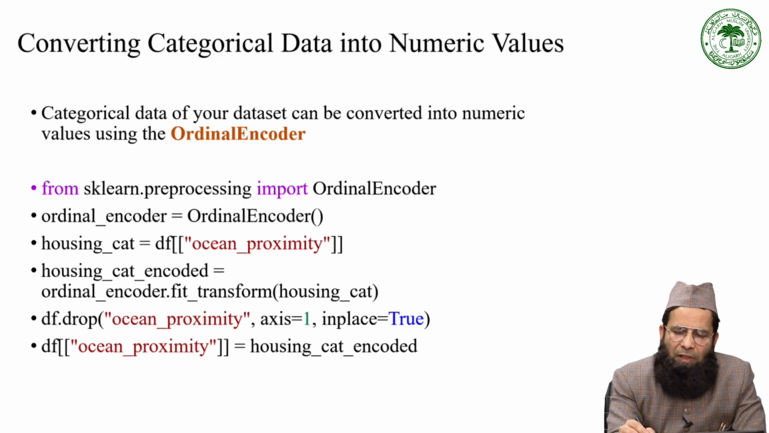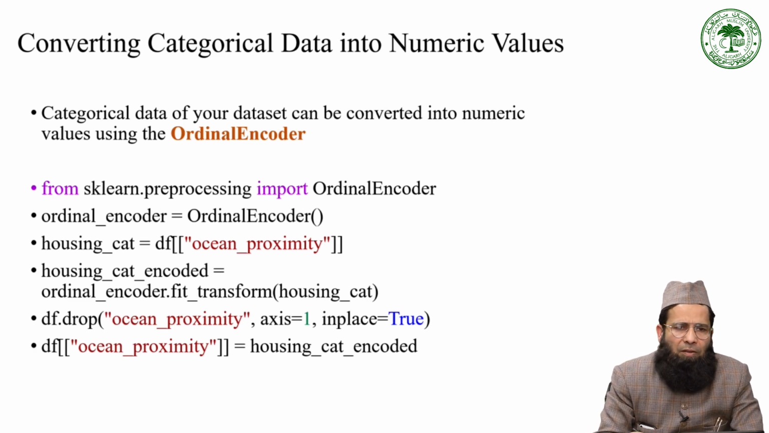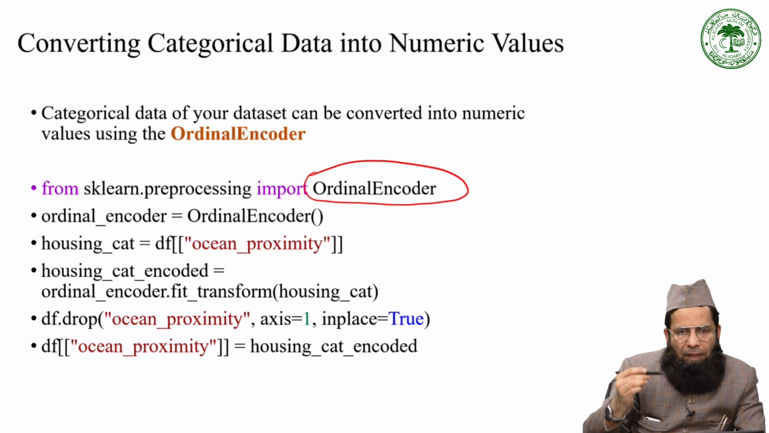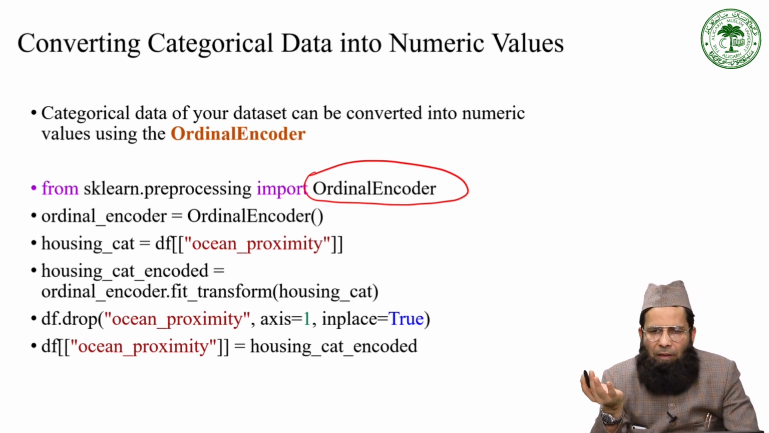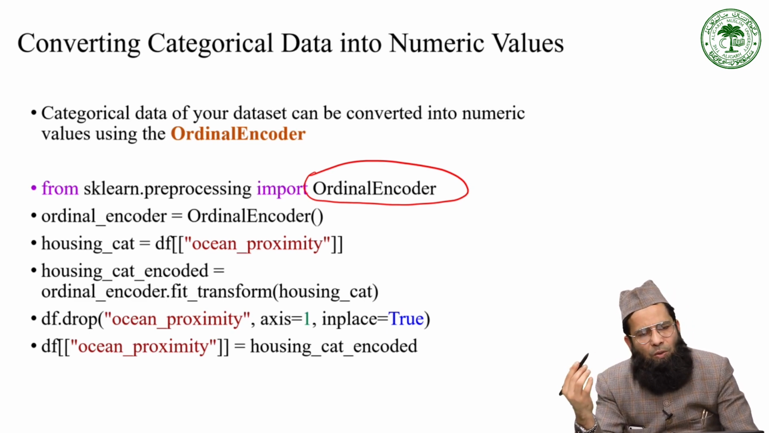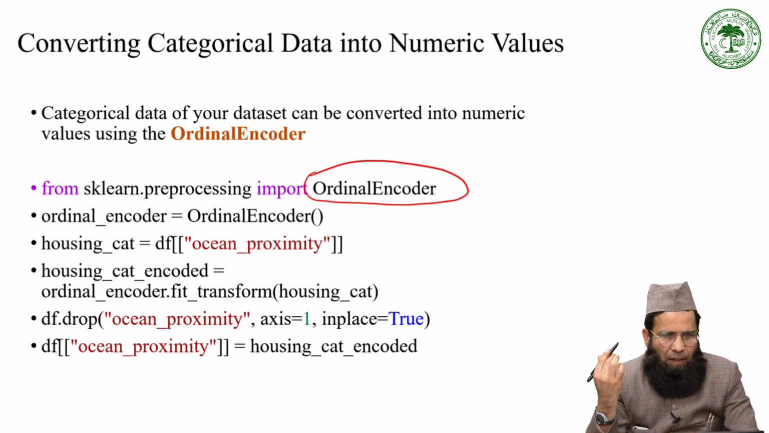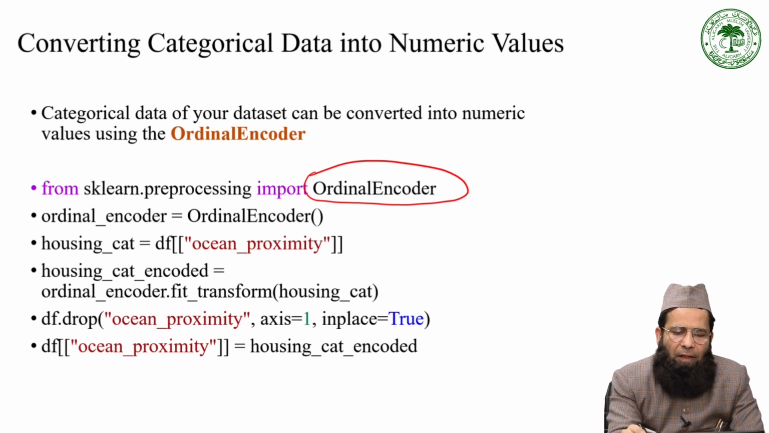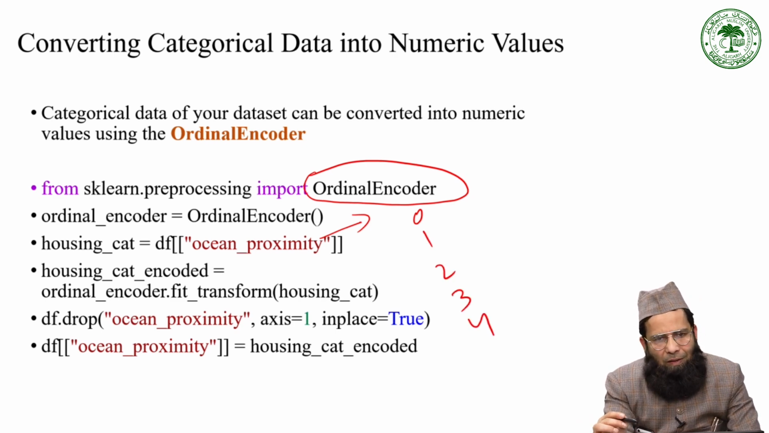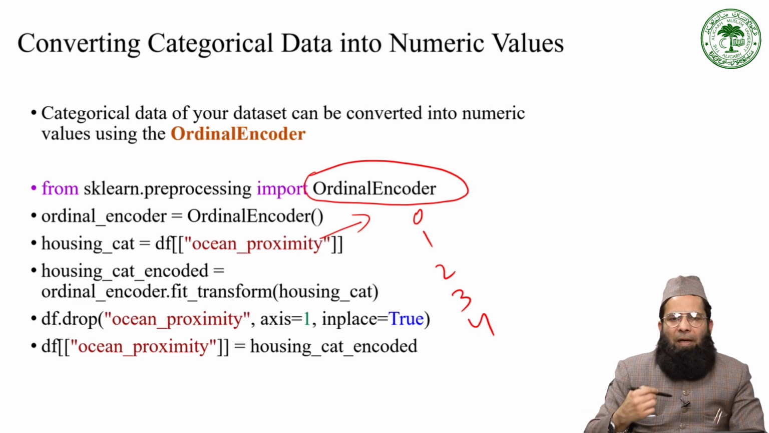So the very first approach that we will discuss is the ordinal encoder. What the ordinal encoder does is read the categorical data and accordingly assign a numeric value, so let's say 0, 1, 2, 3 and so on. Like ocean proximity, which we have already seen, has 5 different categories. So it would assign values as 0, 1, 2, 3, 4 in this manner.